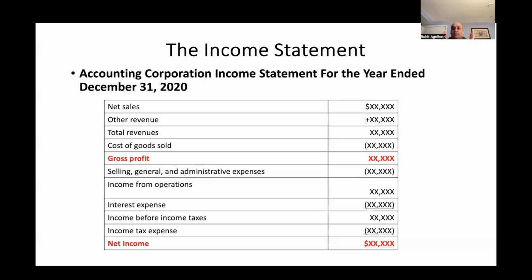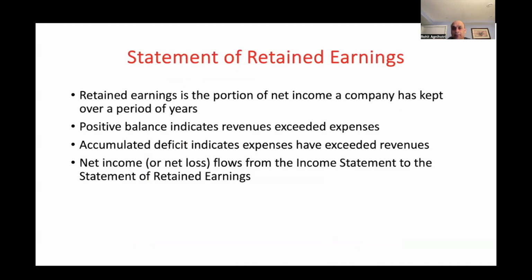And again, please understand, it's a very consolidated part. Okay, income statements are much more detailed. Okay, but basically, this is the information that you can expect to find from an income statement.